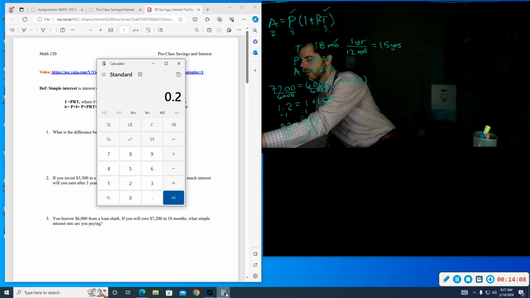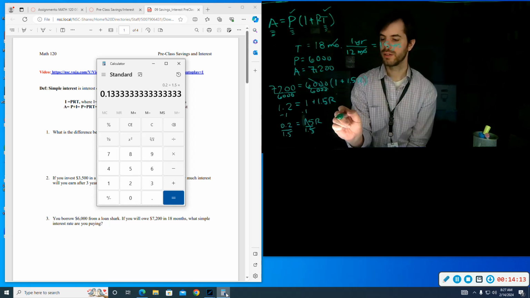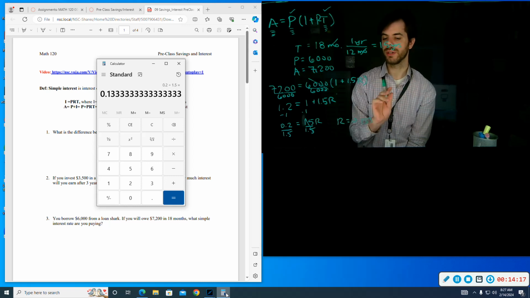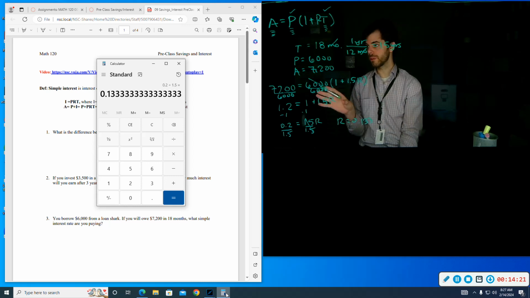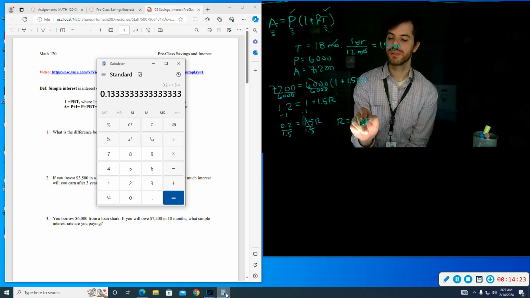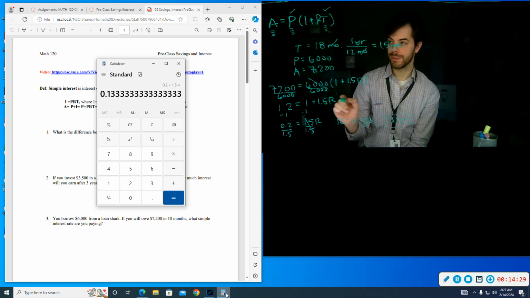0.2 divided by 1.5 gives me R equals 0.133. I'll round to that many decimal places. If I convert that to a percent, remember, I multiply by 100, that gives me an interest rate of 13.3%. Now I hope you see how massive that is.